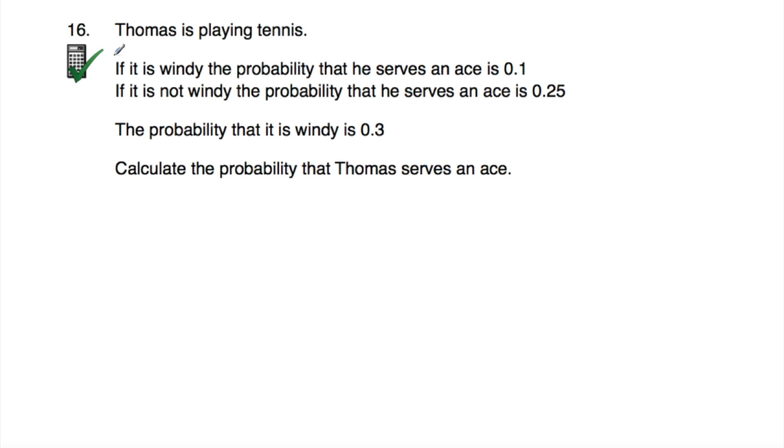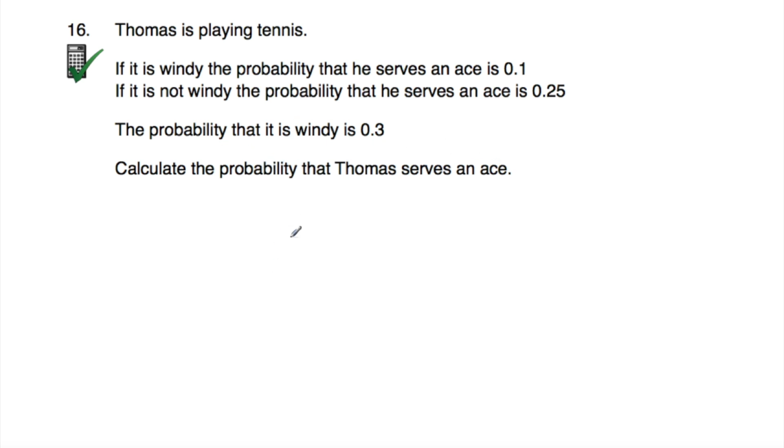Okay, let's have a look at our next question, question number 16. It says, Thomas is playing tennis, and if it's windy, the probability that he serves an ace is 0.1. And if it's not windy, the probability that he serves an ace is 0.25. Probably because if it's not windy, he's a bit more accurate. That's why the probability that he serves an ace is higher. And the probability that it's windy is 0.3. Calculate the probability that Thomas serves an ace.